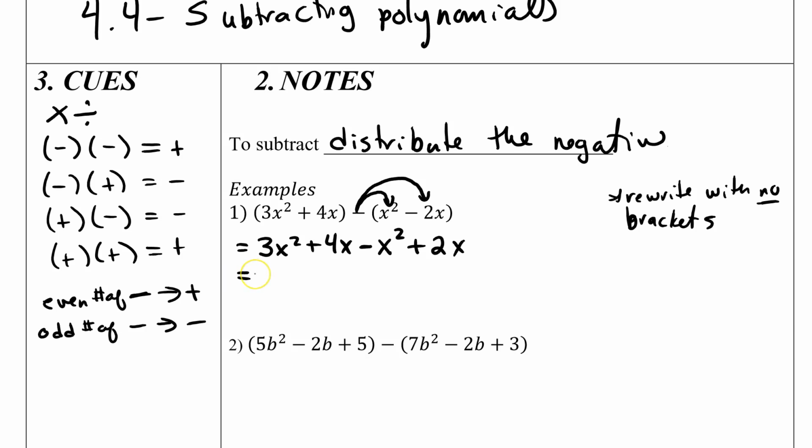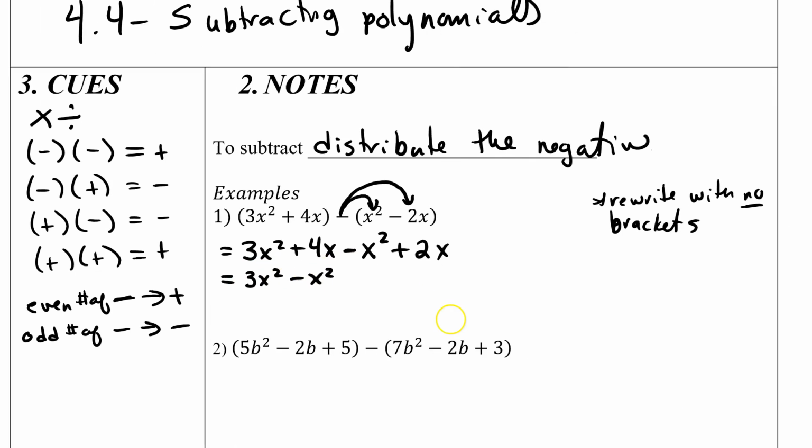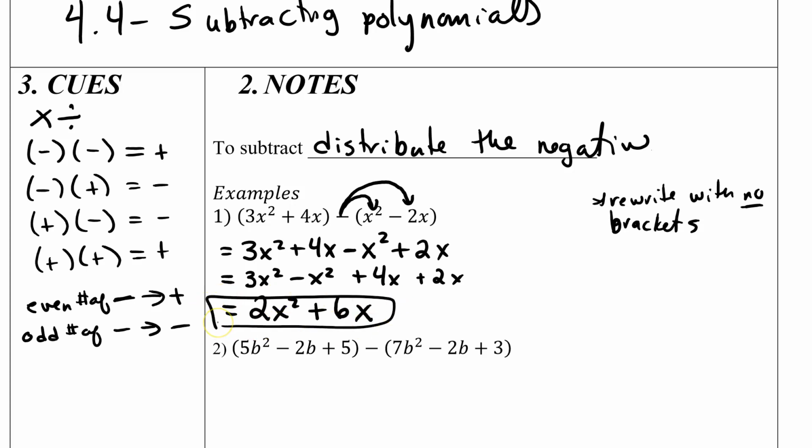So I'm just gonna rewrite this. I'm gonna say 3x squared minus x squared, kind of collecting like terms a little bit. And then I'm going to say plus 4x plus 2x. So 3x squared minus x squared is 2x squared. 4x plus 2x is positive 6x. I'll put a box around it because I like my teacher. That means I like myself. Very good.